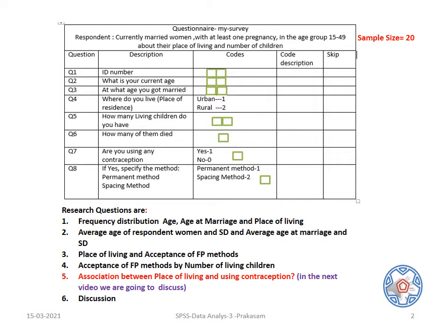Another interesting one: he wants to find out acceptance of family planning method by number of living children, and further the association between place of living and use of contraception. That will be discussed in the next video. We are going to discuss and give the interpretation for the questionnaire and the statistical methods derived from that. For that purpose, the answers will be given by using the descriptive statistics module.